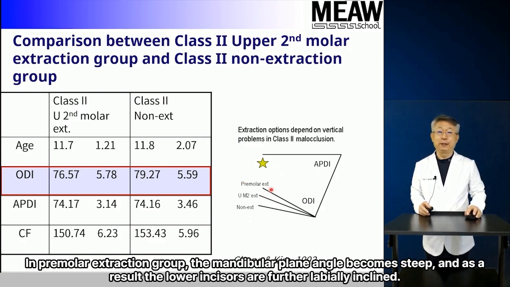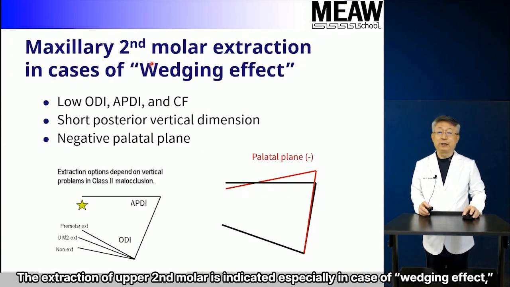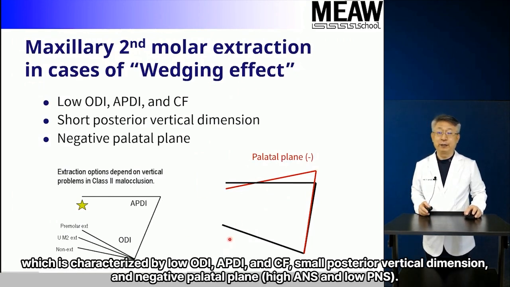In the premolar extraction group, the mandibular plane angle becomes steep, and as a result, the lower incisors are further labially inclined. The extraction of upper second molar is indicated especially in case of wedging effect, which is characterized by low ODI, APDI, and CF, small posterior vertical dimension, and negative palatal plane, high ANS and low PNS.